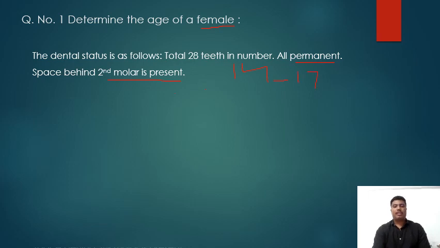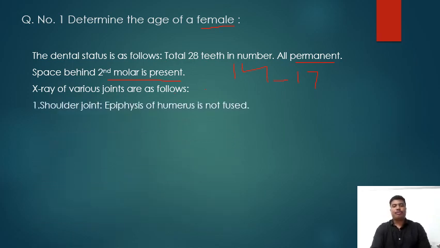Okay. Now another point is the X-ray of various joints. Now we have to look at the X-rays of various joints. First, the shoulder joint, epiphysis of humerus is not fused. The epiphysis of humerus fuses at the age of 18 to 19 years in males, but this is a female, so it will fuse at the age of 17 to 18 years. So it is not fused. The girl is less than 17 years of age.